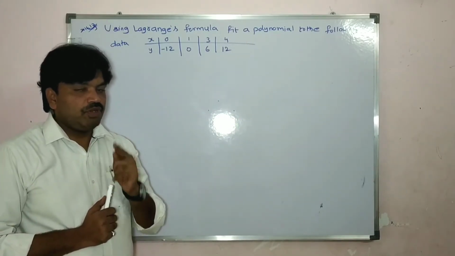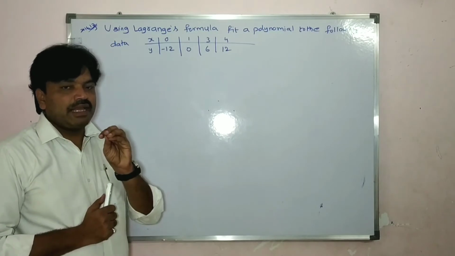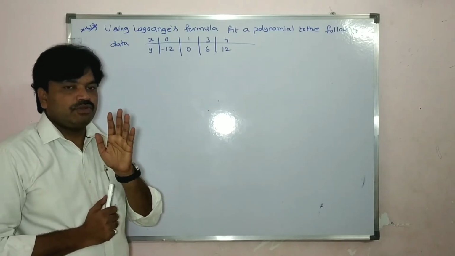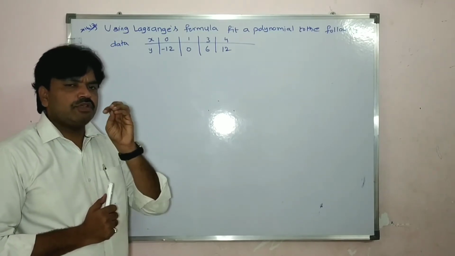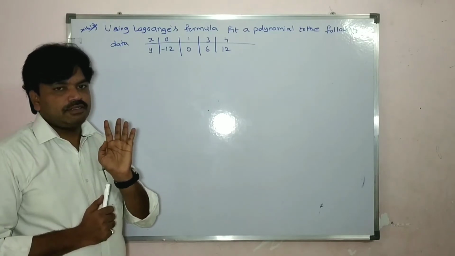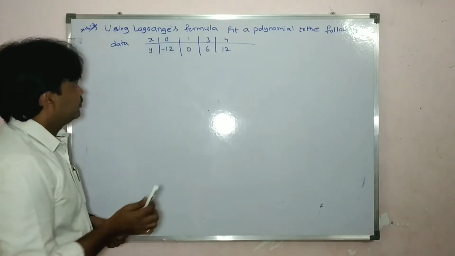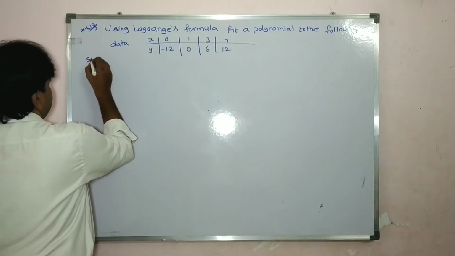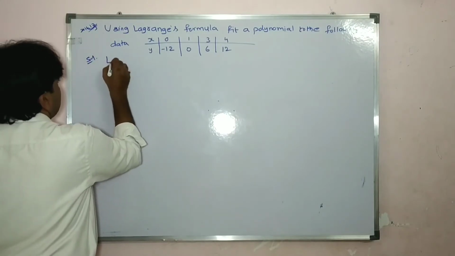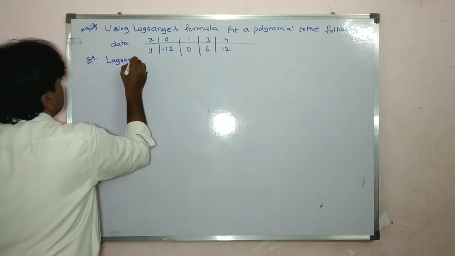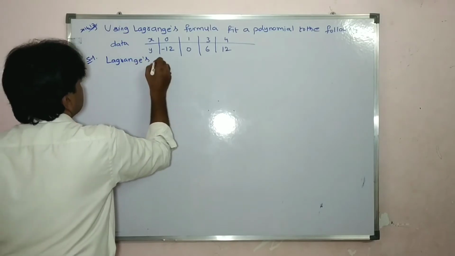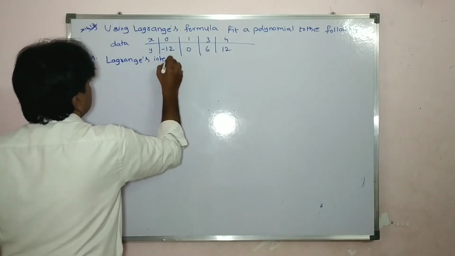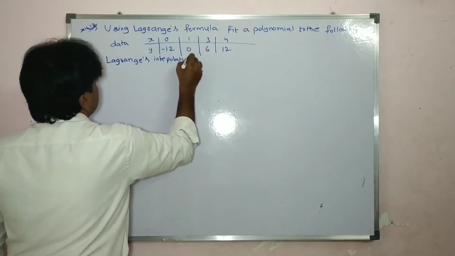Polynomial means we keep x as it is. There is no x value, so we keep x as it is. Right? Solution. Lagrange's interpolation formula.